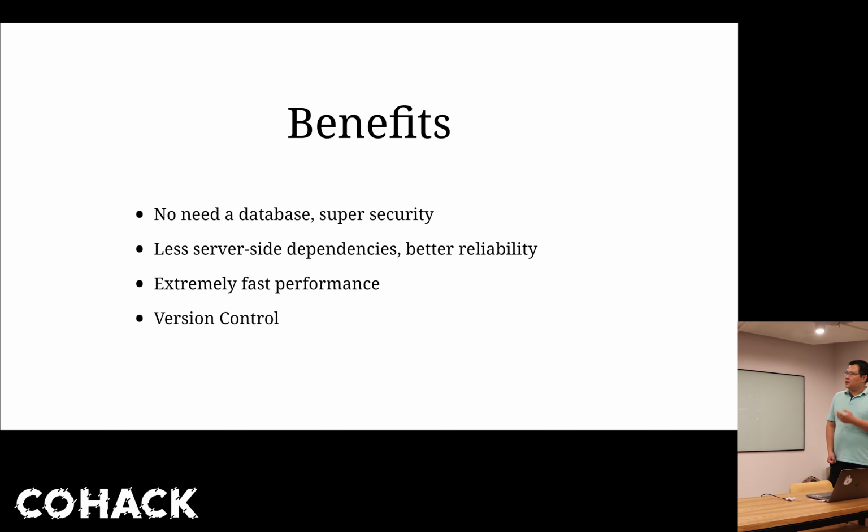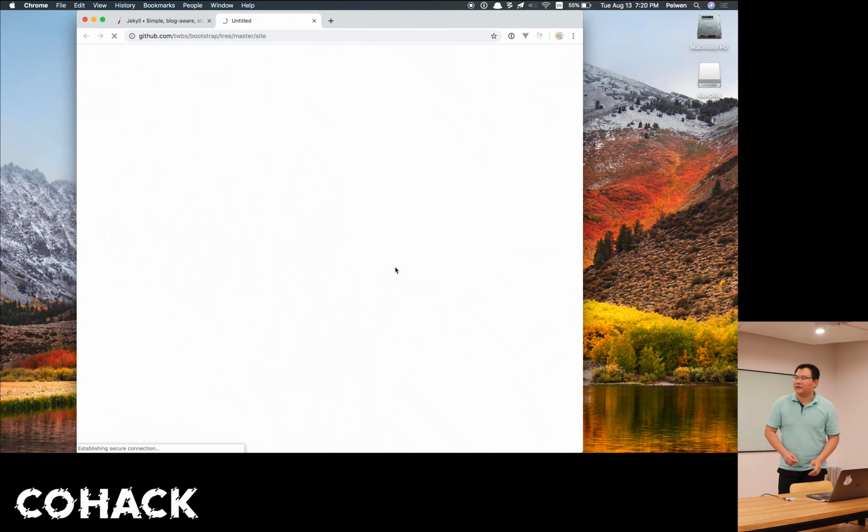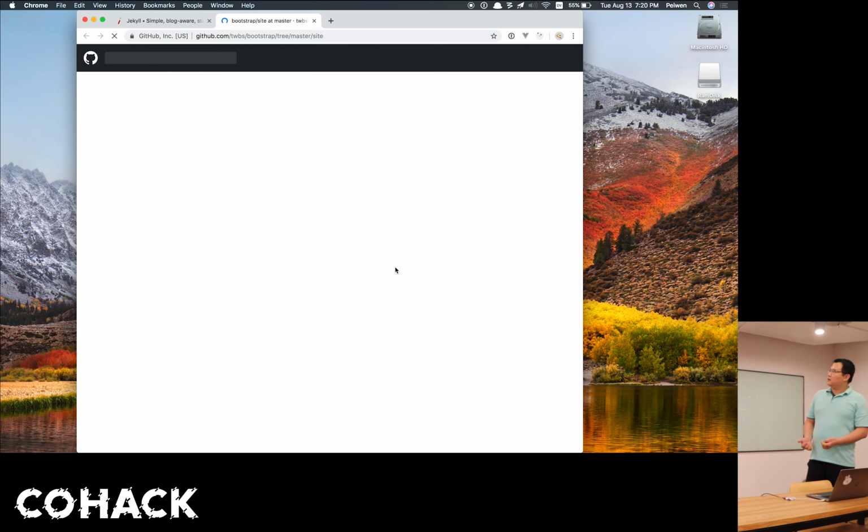I think GitHub released Jekyll 6 or 8 years ago. And at that time, every developer wanted to convert their blogs to a static site. If you haven't had a big view of how it works, let's see the Bootstrap official site, because this is probably the most important website built with Jekyll.